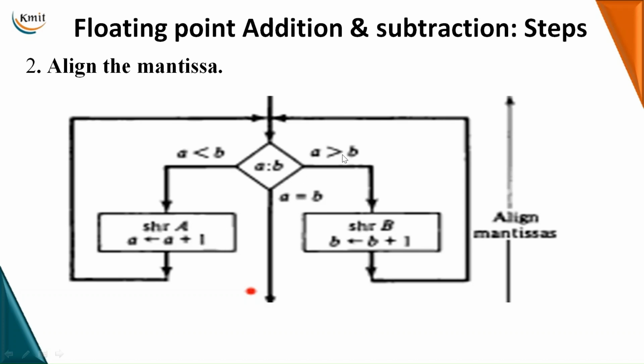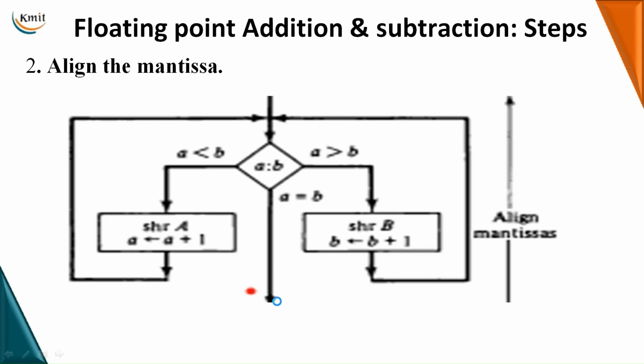And if a is greater than b, then you have to perform a shift right operation on the contents of the BR register and increment the exponent of BR, which is small b, by 1. This is how you can align the mantissas. If a and b both have equal exponents, then you need not align the mantissa. You can directly go to the next step, where you add or subtract the mantissa part of your data.